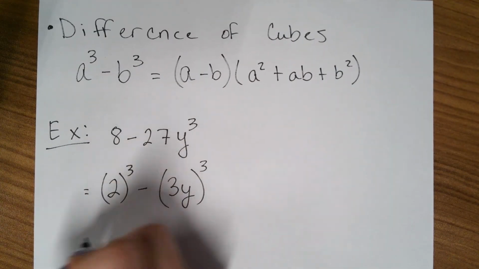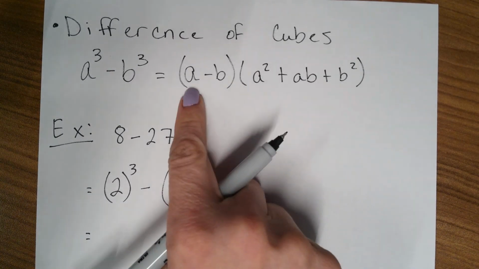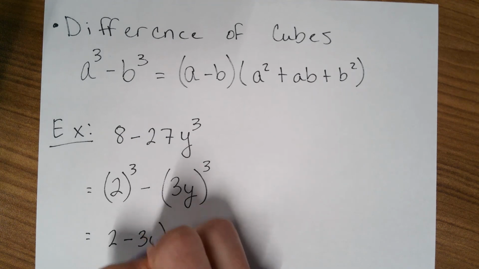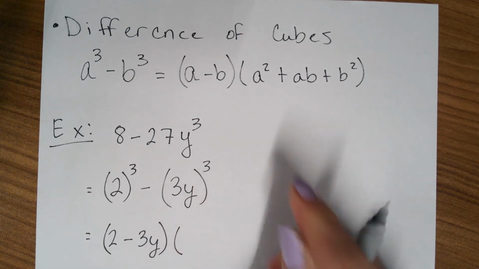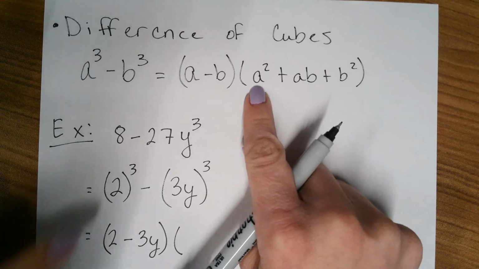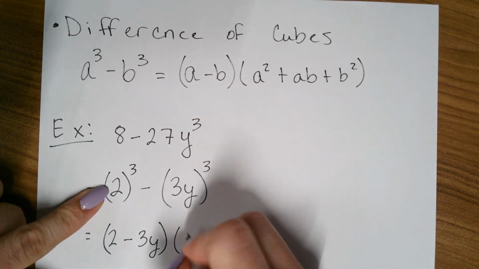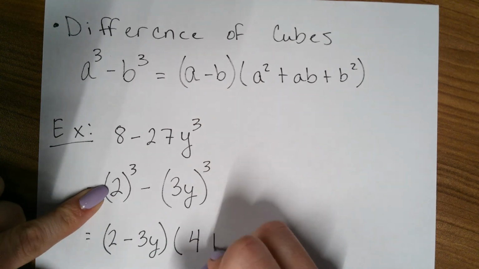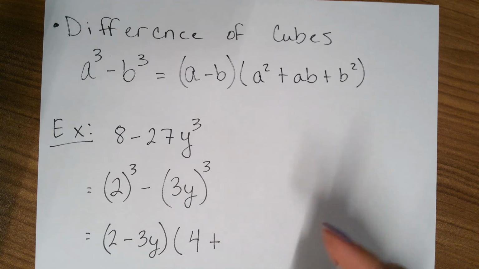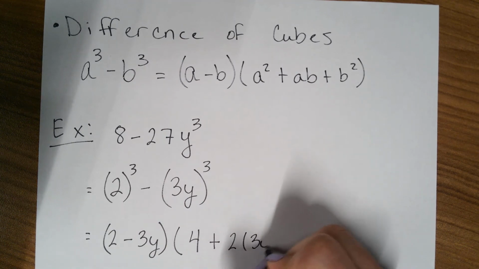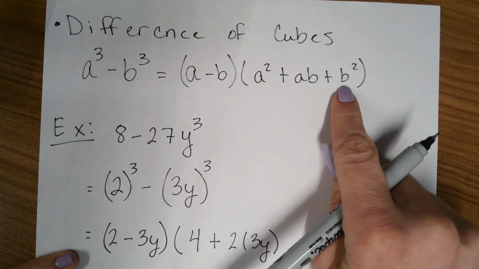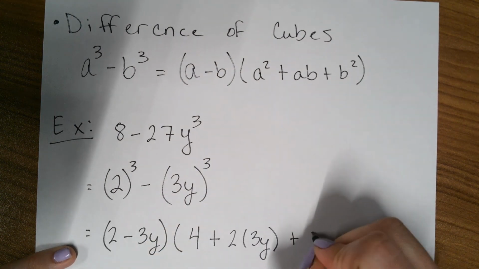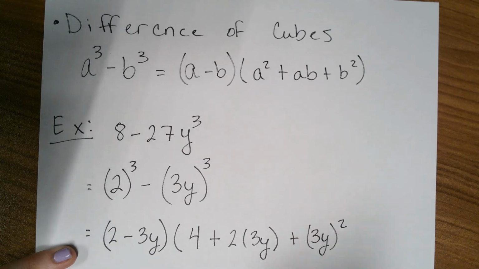So let me get some equal signs going. The first part is A minus B. So I have 2 minus 3y times A squared, so A is just 2, so A squared is going to give me 4, plus AB, so that means plus A times B, so I'll have 2 times 3y, and then plus all of B squared, so my B is 3y, so I'm just going to put that in parentheses for the time being and square it.